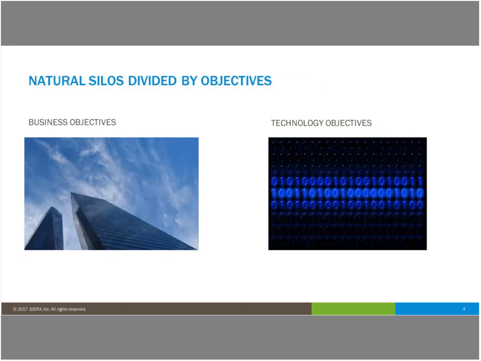You can also have silos that are divided by business objectives and technology objectives. So the business side of the house spends a lot of time looking at ROIs and KPIs and things that are really focused on the business, where on the technology side, they really want to look at how am I going to make my products work, or how am I going to bring my services to market. And so because there's very different goals within the two different groups, you can have a natural silo that gets created between the two of them.